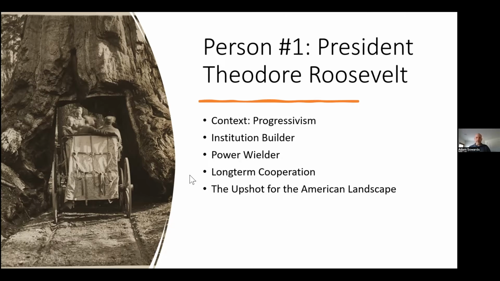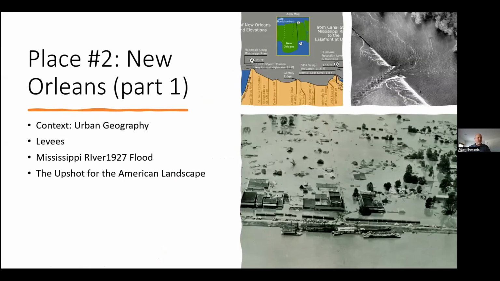So let's keep moving forward. Place number 2, part 1, is New Orleans. And I know New Orleans less than I know most of these other places. This is the one part of the talk that gets me out of the West, and that's good for me, but not where my expertise is. And the context here might be the idea of urban geography and the need of cities to control their environments because of all the people that are living there.